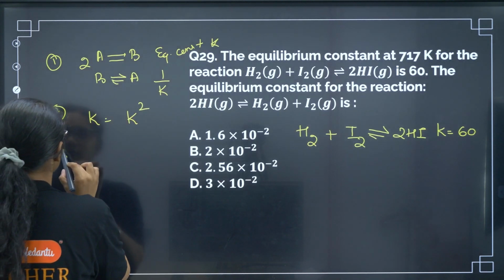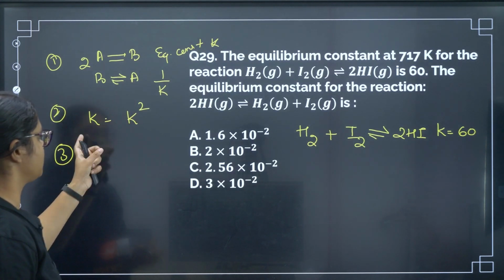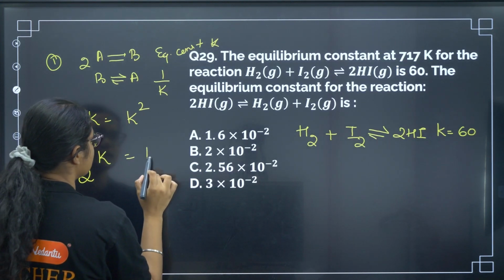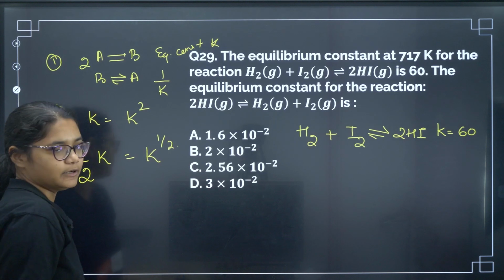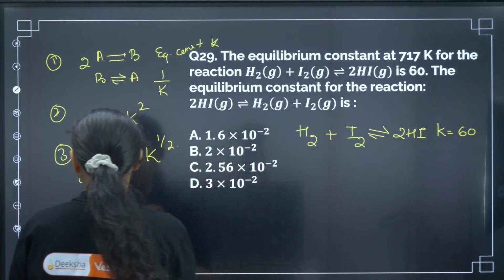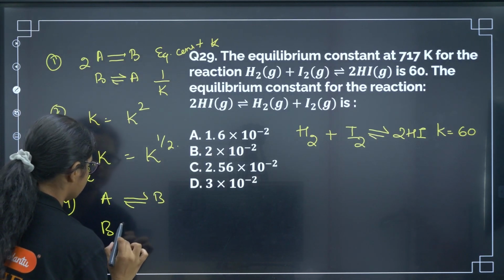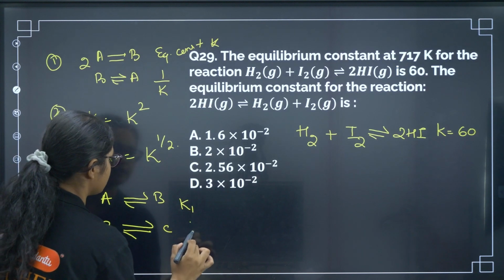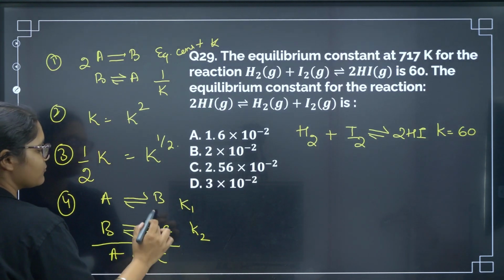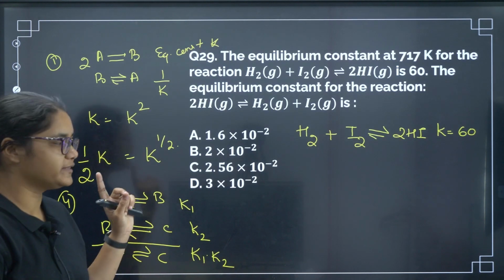Now the third one is, if you multiply the whole reaction with 1 by 2, then it will become K to the power of 1 by 2, right? So these are certain things that you must remember. And the fourth one is, if two reactions are added, suppose A gives B and B gives C, with K1 and K2. Now if the two reactions are added, we will get A gives C. So the equilibrium constant for this reaction is K1 into K2. Okay? So these are some important points from chemical equilibrium.